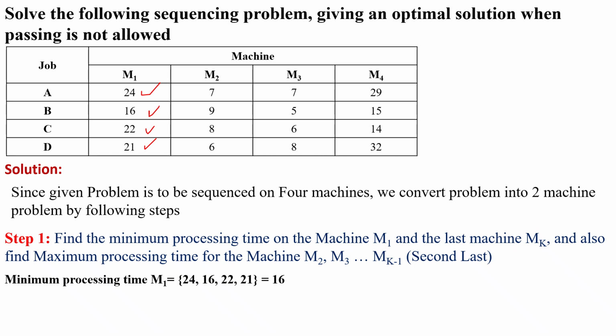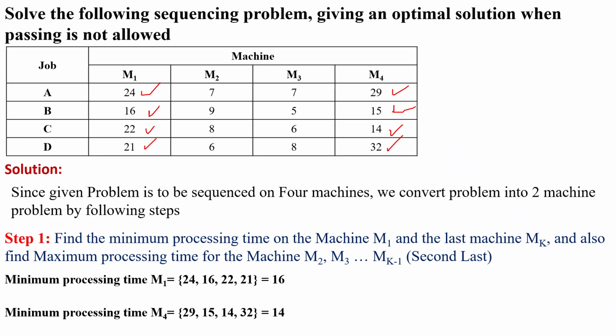Similarly, we have to find out the minimum processing time for the last mission. So here the last mission is the M4 mission. So we have to determine the minimum processing time for the M4 mission. Here processing times are 29, 15, 14 and 32. Among all these, the minimum processing time is 14.